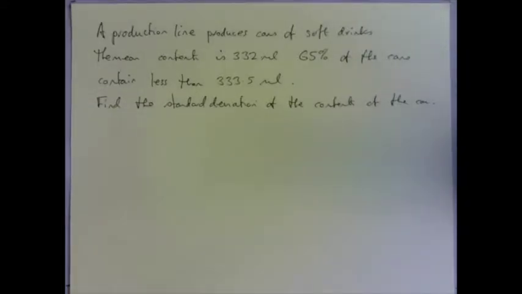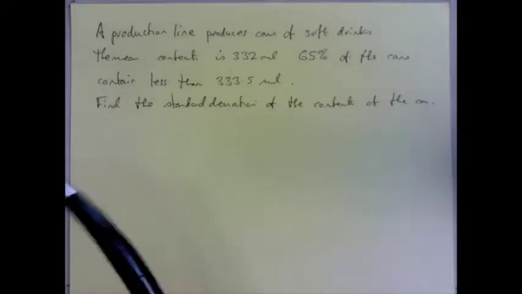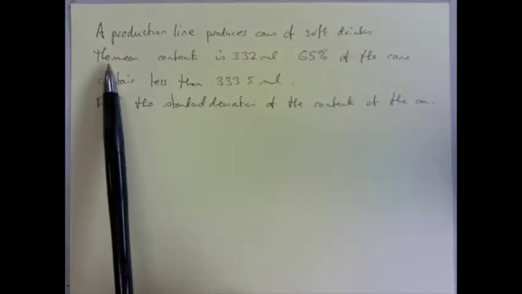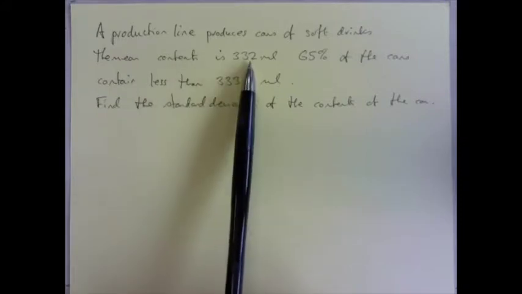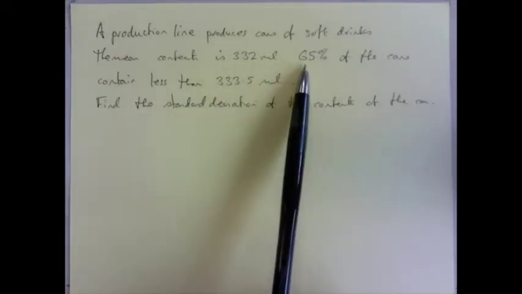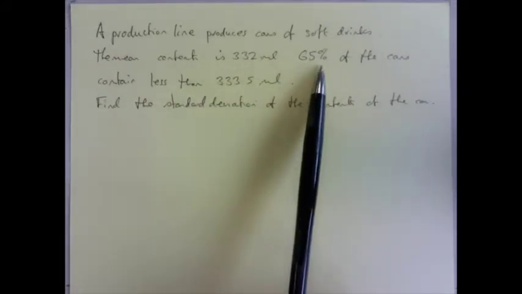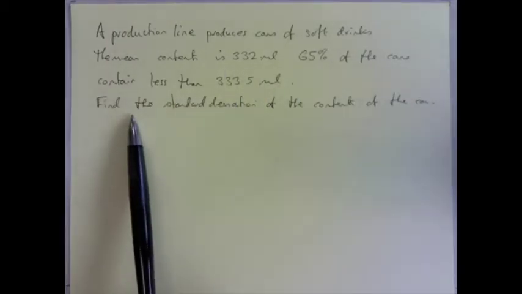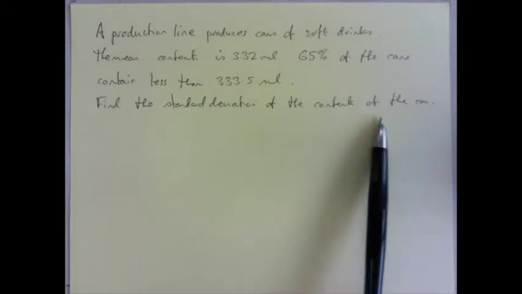I'm going to take a look at a question like this. You've got a production line producing cans of drinks. The mean content is given, so the mean is 332, and I'm giving you a bit of information about a probability. 65% of the cans contain less than 333.5. I'm asking you to find the standard deviation.